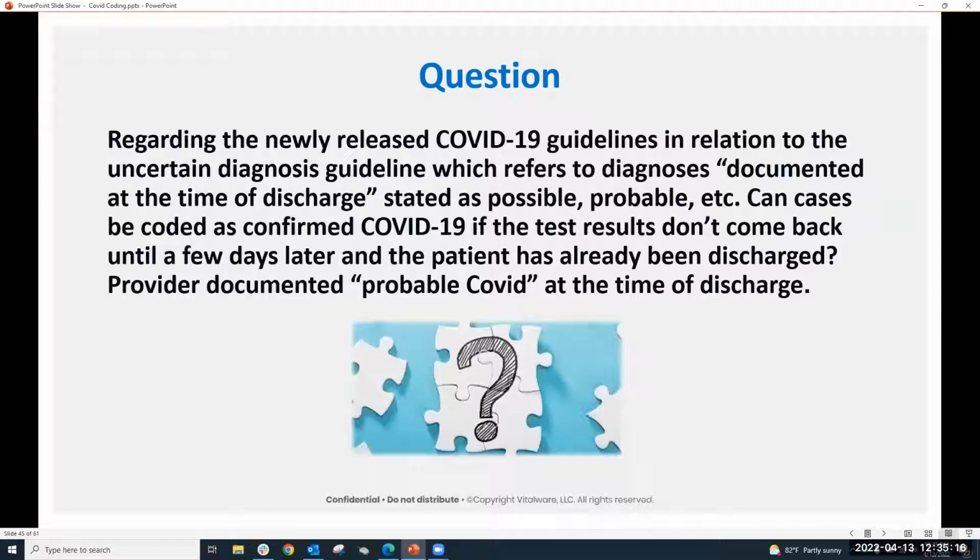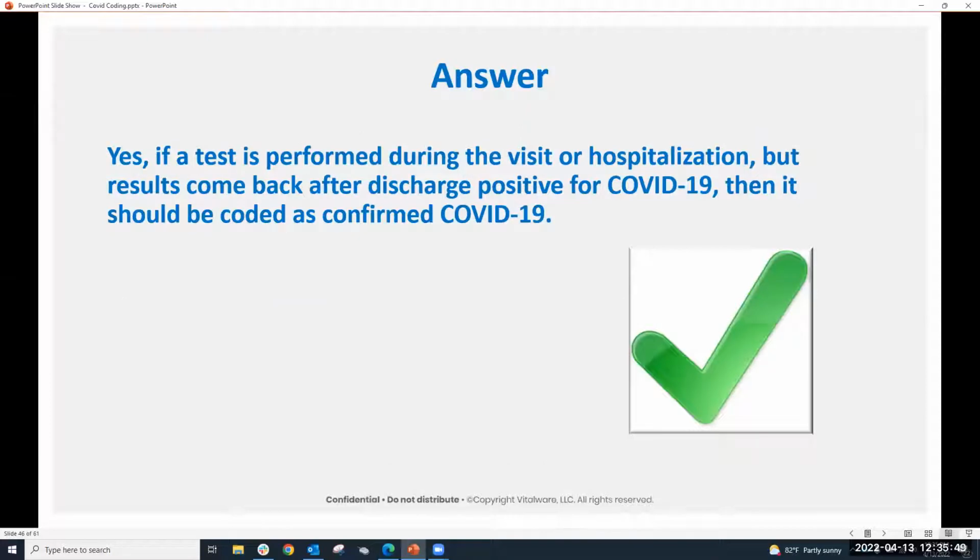So here's our first question. Regarding the newly released COVID-19 guidelines in relation to uncertain diagnosis guideline, which refers to diagnoses documented at the time of discharge stated as possible, probable, etc. Can cases be coded as confirmed COVID-19 if the test results don't come back until a few days after and the patient has already been discharged? Provider documented probable COVID at the time of discharge. So the answer to this is yes.